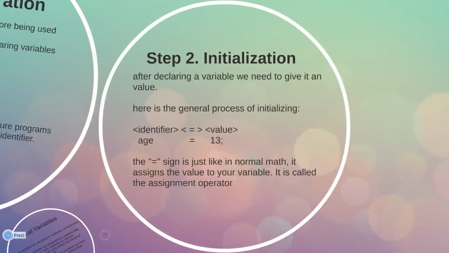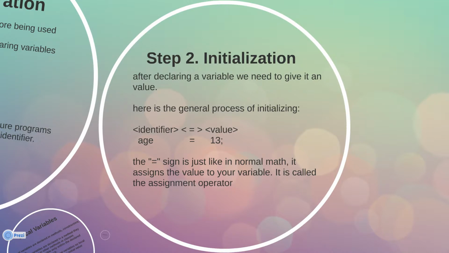So step 2, initialization, okay? After declaring a variable, we named it and we gave it its data type, okay? Here is the general process of initializing. When you want to initialize a variable, you get an identifier and you put an equal sign, which is the assignment operator, and the value that you want to give your identifier.